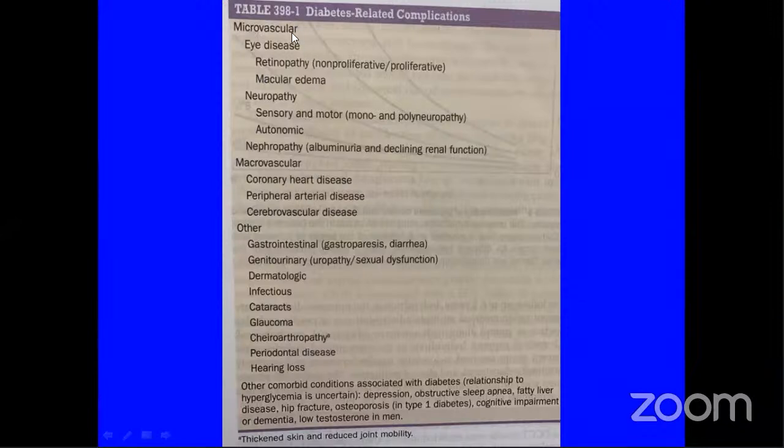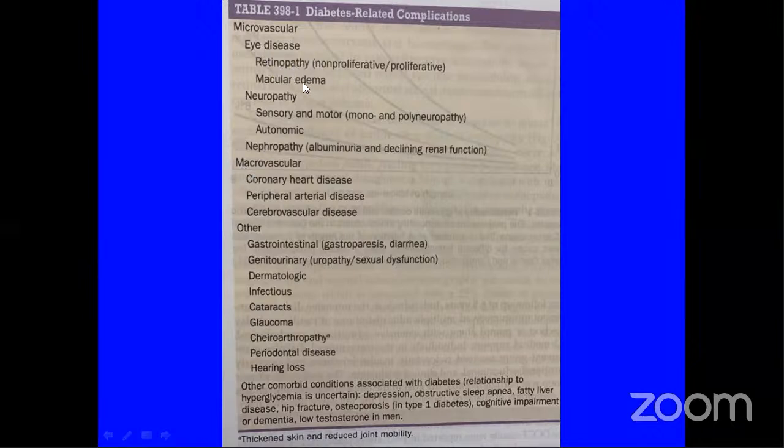Then when it affects the capillaries, it causes in the eye retinopathy, either non-proliferative or proliferative, and macular edema. And then when it affects the nerves, sensory, motor and autonomic nervous system, and then nephropathy when it affects the kidney. So these are the microvascular complications.